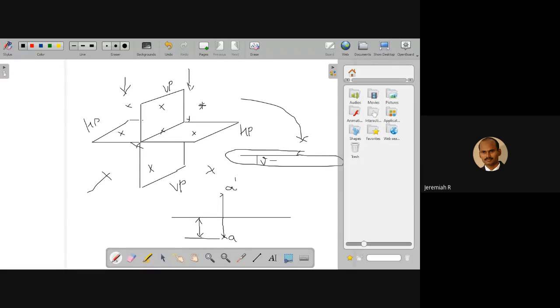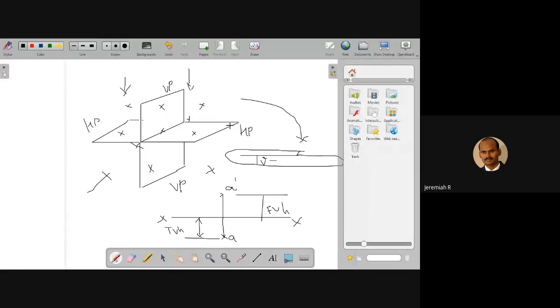So front view distance will be the front view distance from the XY line. The front view distance from the XY line is always above HP or below HP. The front view height will be either above HP or below HP. The top view distance will be either in front of VP or behind VP. So this is the thing we have seen.